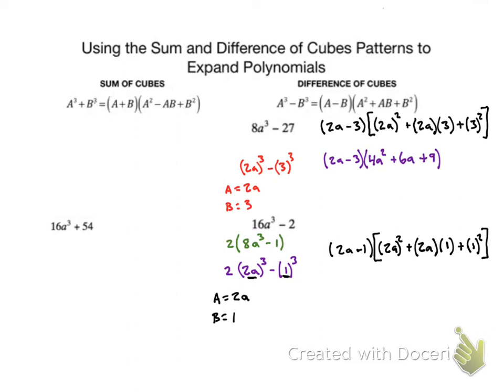So this one should be pretty easy to simplify. We have 2a minus 1 for the first parentheses, 2 squared a squared, plus 2a times 1, plus 2a, and then plus 1 squared. 1 times 1 is 1. And there is our final answer.